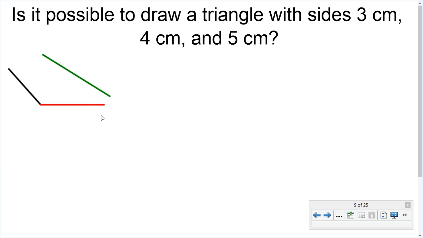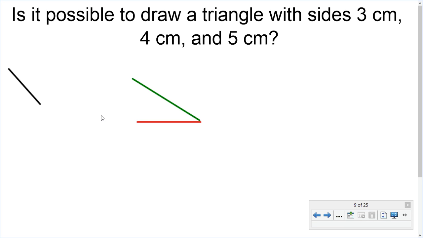Let's see. I think I'll try to put the stick on the other end and see if it reaches over far enough. So it's a little short. It doesn't look like I can make an obtuse triangle out of it. Let's see if I put it on the end again. No.